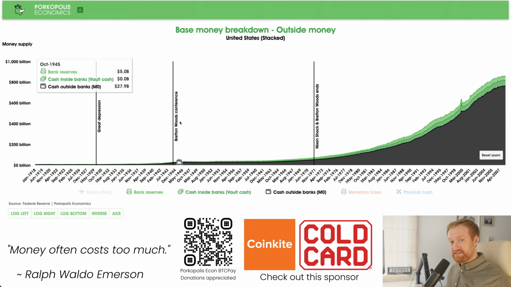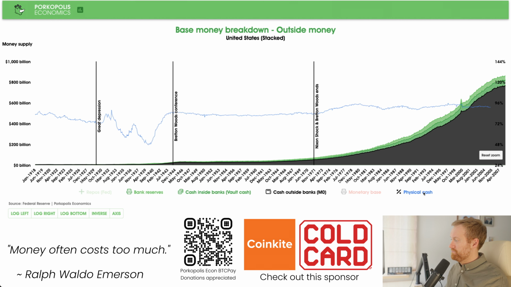This is the monetary base. This is it. And before the global financial crisis in autumn of 2008, it was about $850 billion of base money in the United States up until that point. Really quickly, let's show the percentage of physical cash up until that point.